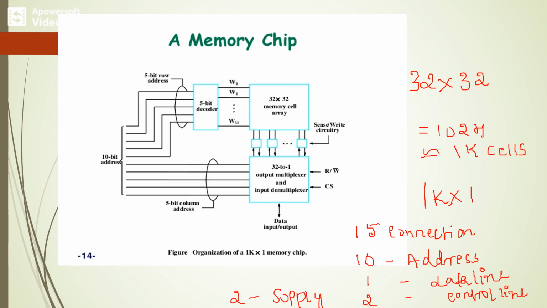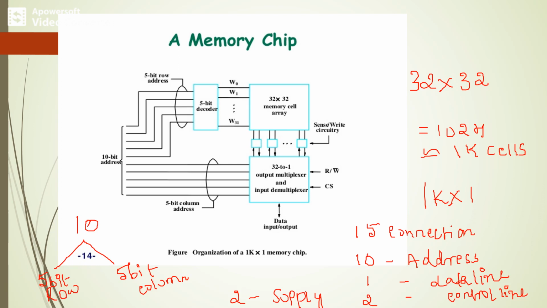Out of the 10 address lines, these are once again divided into 2 groups. I can take a 5-bit row address and a 5-bit column address. So 5 bits each form the row as well as column addresses for the cell array.